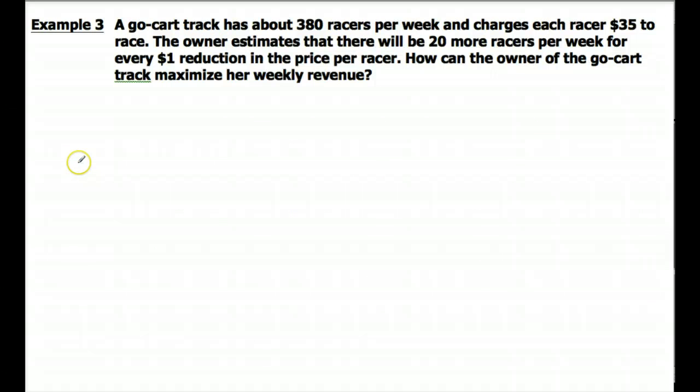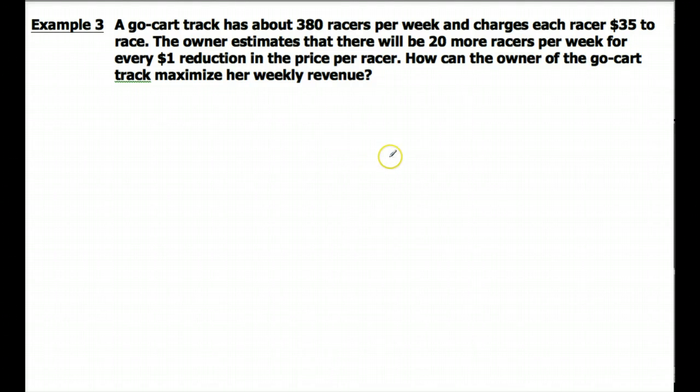Okay, moving on to number 3. On this one, we have a go-kart track, and this track has about 380 racers per week and charges each racer $35 to race. The owner of this track estimates that there will be 20 more racers per week for every $1 reduction in the price per racer. And so this owner wants to know how she can maximize her weekly revenue. And basically what that's asking is how much does she need to reduce the price per racer in order to get a little bit more revenue but not to reduce it too much.